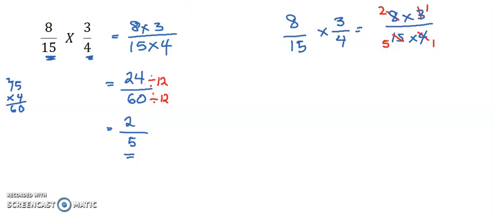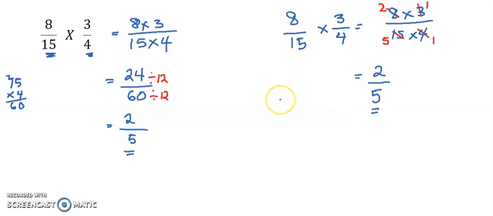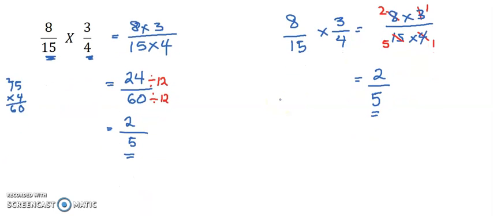Now that should make our life a lot easier. So let us now multiply. 2 times 1 is 2, and 5 times 1 is 5. Now you see how once you do this cancelling before you multiply, it makes your life much easier and you arrive at the answer really quickly. Okay, very good. I'm sure you're understanding. If you're not understanding, go back to the beginning of the video and watch it again.